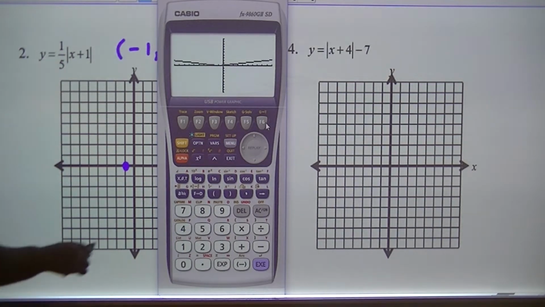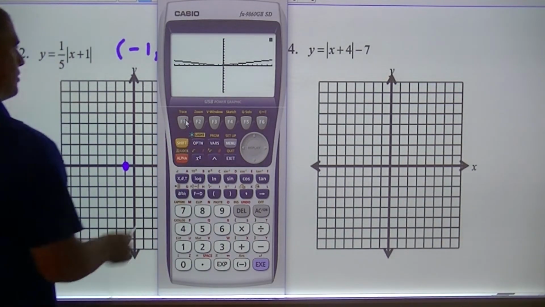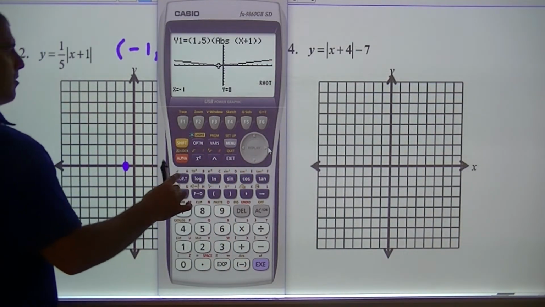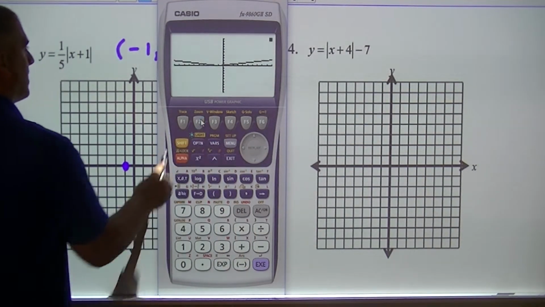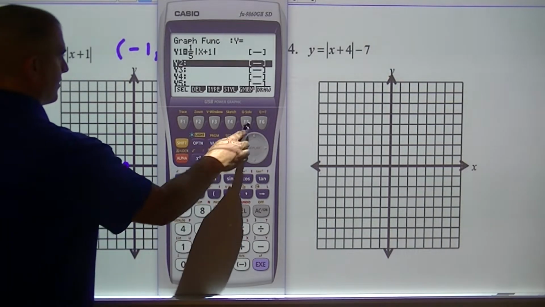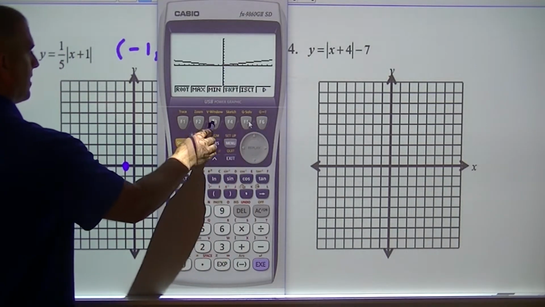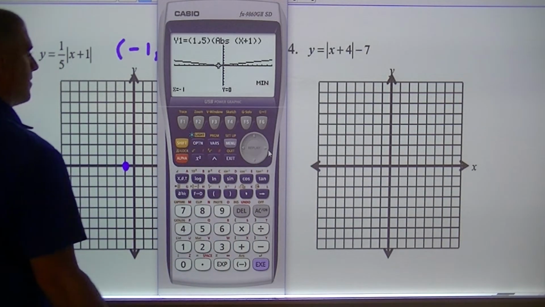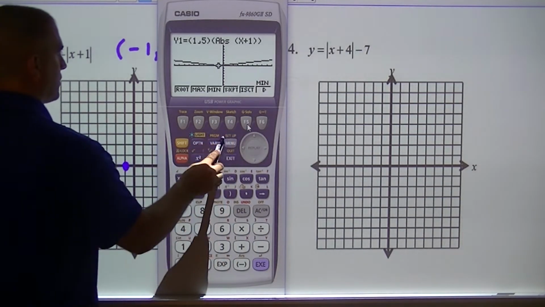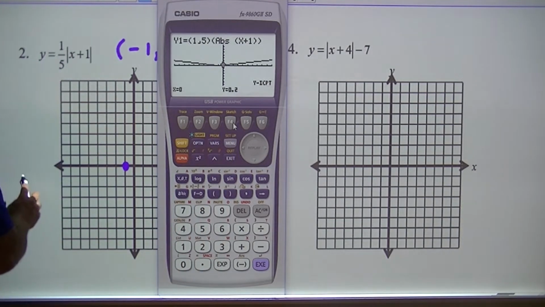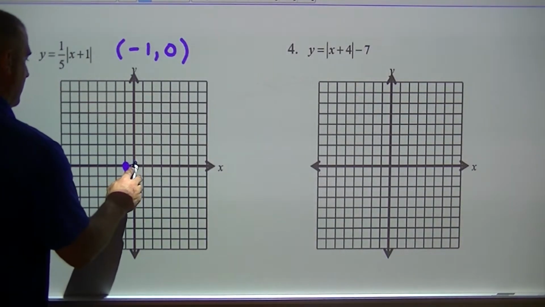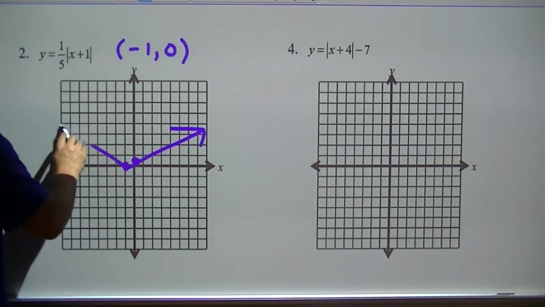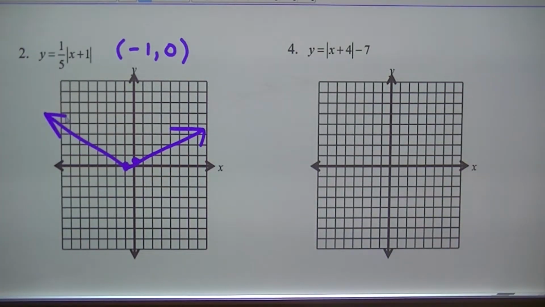GSolve root, negative 1, 0. I don't think I have any other ones. Always got to check for multiple ones. GSolve max, no max. GSolve minimum, still that 1. I checked for them, only got 1. GSolve y-intercept, 0.2, so it'll be about right here. And so the absolute value is a V shape. So I'm going to make a V shape.